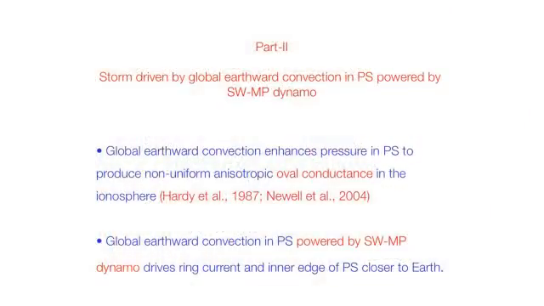What I have somewhat cleared up in my own head is that it is this earthward convection that's driving the ring current growth, and also pushing the inner edge of the plasma sheet closer to Earth, which intensifies the ring current.